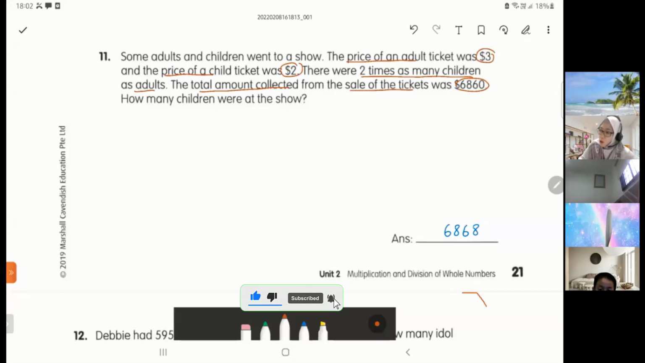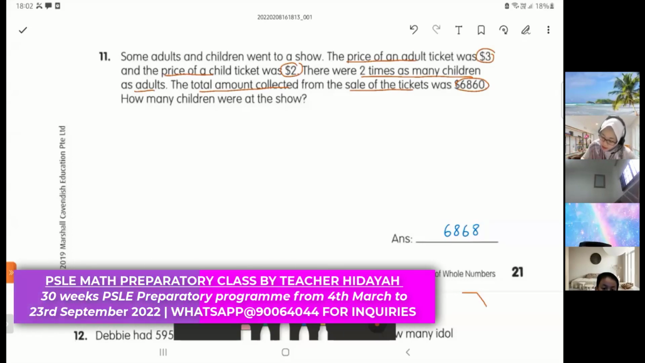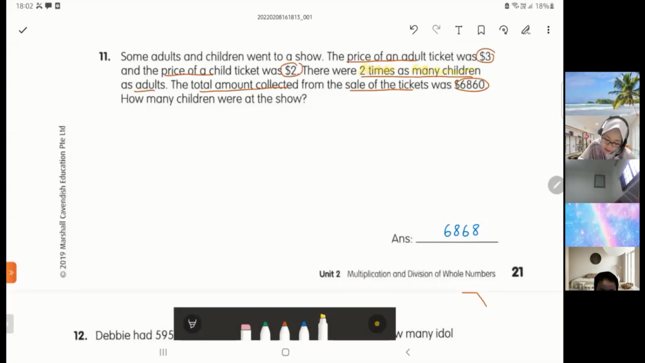Okay, so what we know is this. There were 2 times as many children as adults, which means the children is 2 units and the adult is 1 unit, like this. We know this only. All right, so children is 2 units, adult is 1 unit, like this.